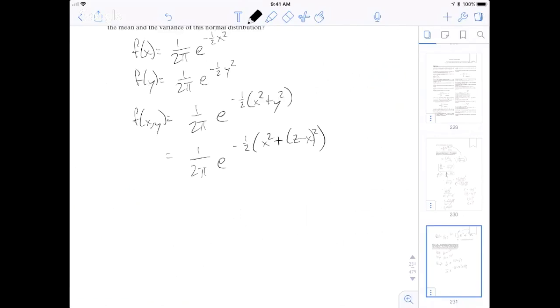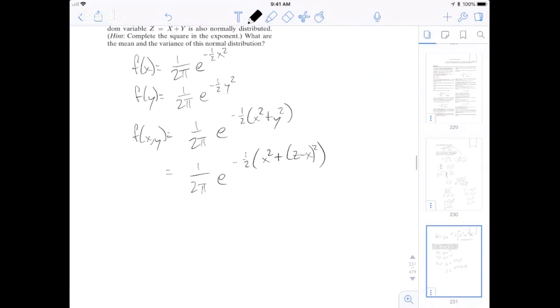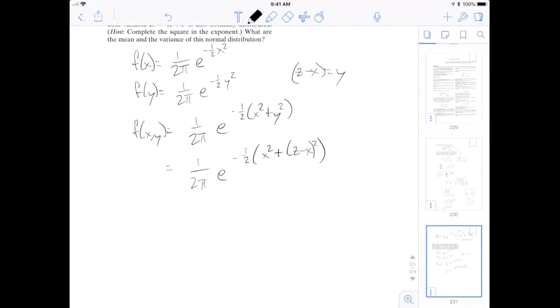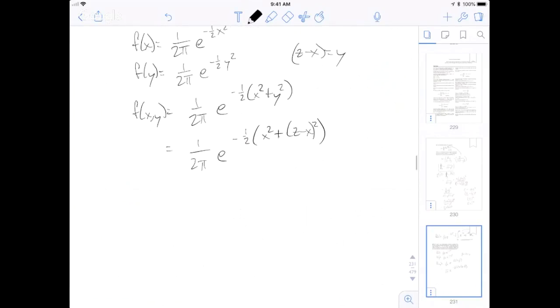So I just plopped in for y there, because z minus x is of course y. Right. Okay, so let's see what's going to happen here. I'm hesitant to FOIL that out. It seems like this should simplify a bit on me.